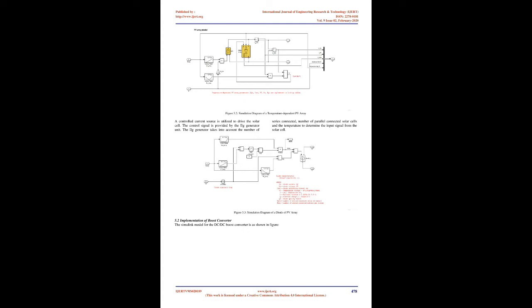There are many methods used for maximum power point tracking, a few are listed below. Perturb and Observe method, Incremental conductance method, Parasitic capacitance method, Constant voltage method, Constant current method.